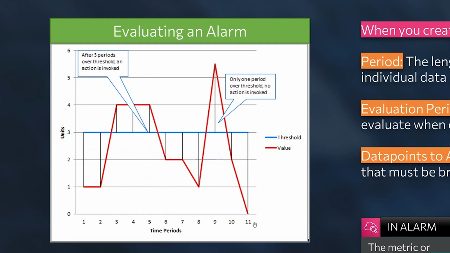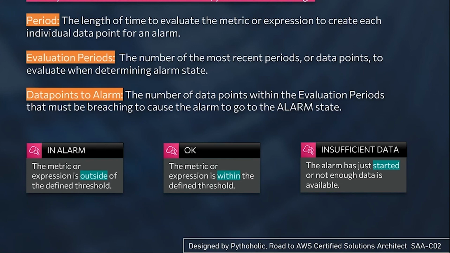When you get this chart or diagram and you want to analyze it, you just have to consider the threshold and the value, the evaluation period that you have, and the data points to alarm, because these 2 things are very important when you're trying to read or evaluate an alarm. And there are 3 states of the alarm.